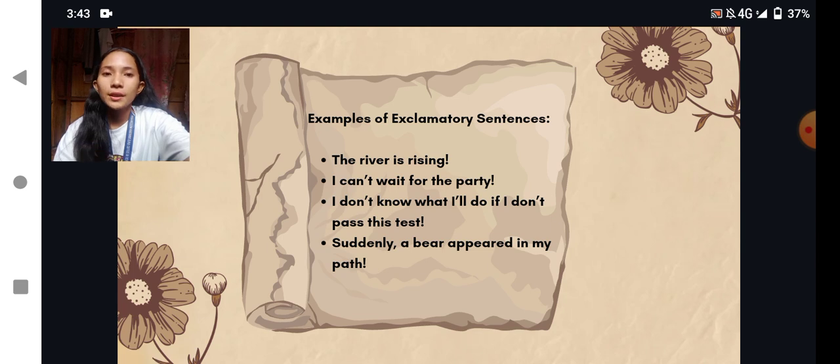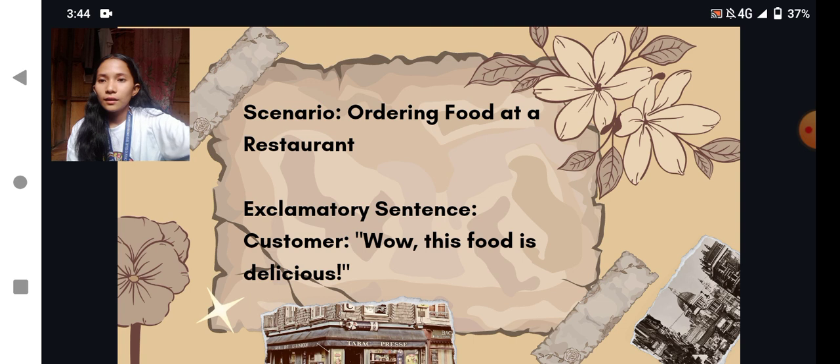I can't wait for the party! It conveys excitement and anticipation for an upcoming event. So next, I don't know what I'll do if I don't pass this test! Suddenly, a bear appeared in my path! So, scenario. Wow, this food is delicious! It is an exclamatory sentence because the customer is expressing a strong emotion or excitement about the taste of the food. This is an example of an exclamatory sentence as it is conveying a strong emotion or surprise.